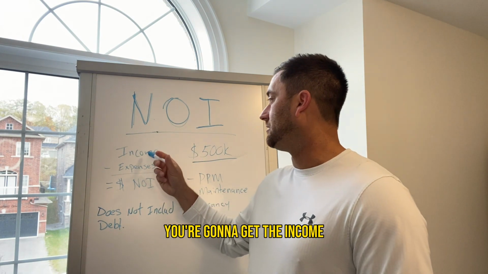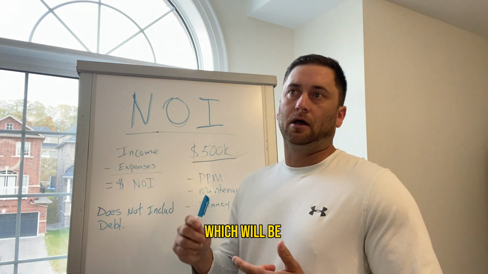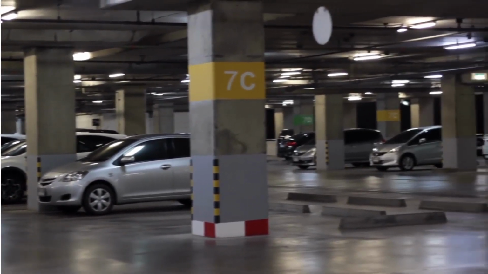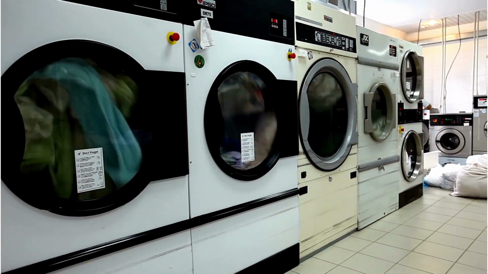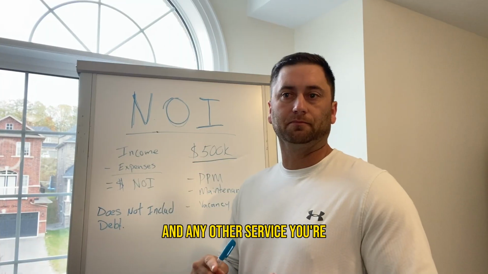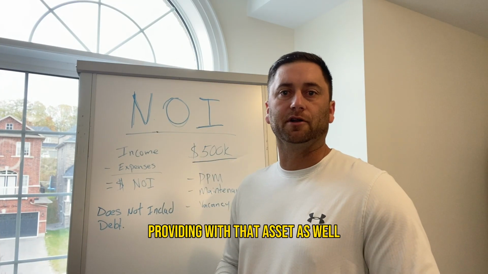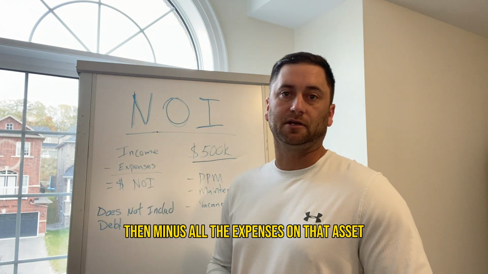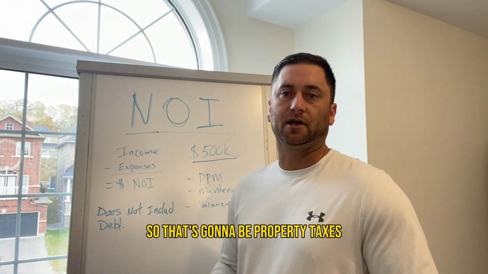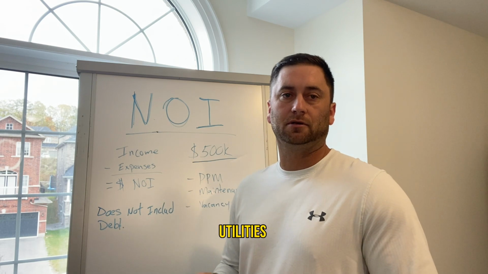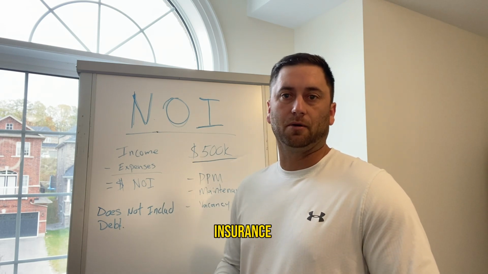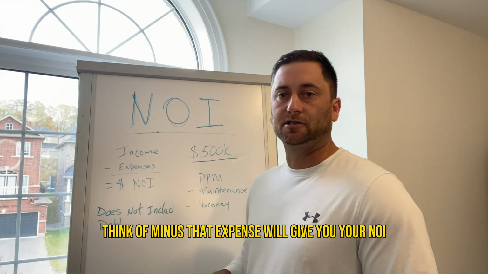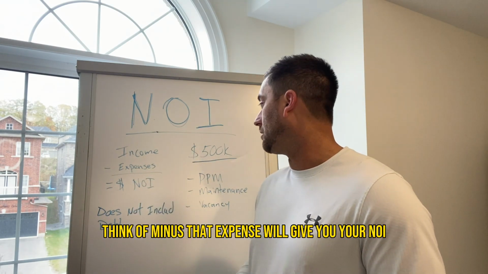You're going to get the income, which will be your rent roll, parking, if you're charging for parking, laundry, if there's laundry on site, and any other service you're providing with that asset as well. And then minus all the expenses on that asset. So that's going to be property taxes, utilities, insurance, etc. And that income minus that expense will give you your NOI.